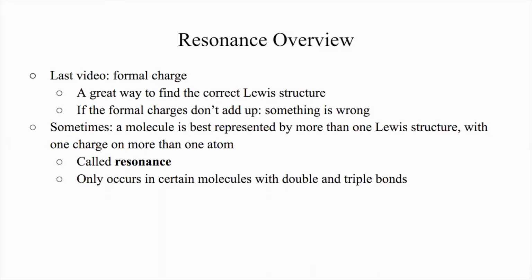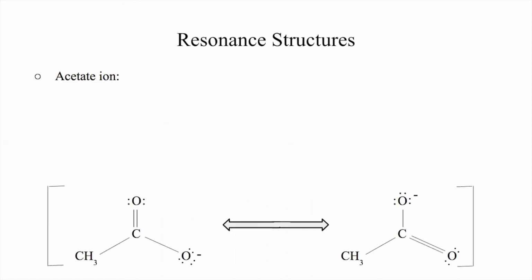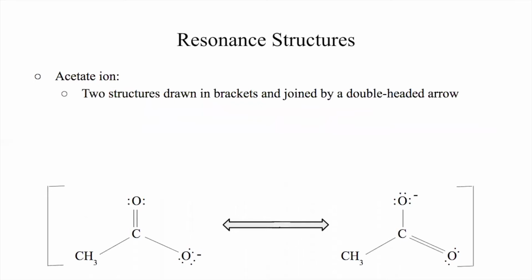Fortunately for us, resonance only occurs in certain molecules with double or triple bonds. If you see a molecule such as methane with only single bonds, you don't have to worry about resonance. Here is the complete Lewis structure for the acetate ion. As you can see, there are two different structures, drawn together in brackets and joined with a double-headed arrow. These different structures are called resonance structures, or resonance forms.